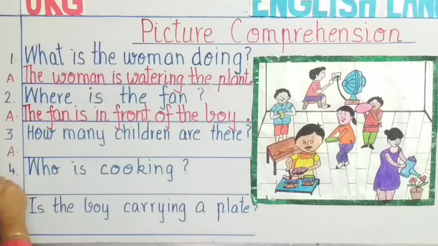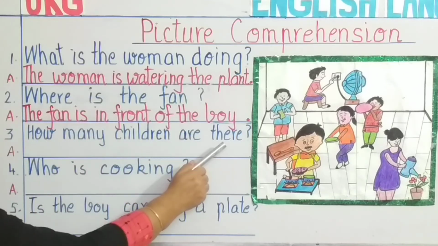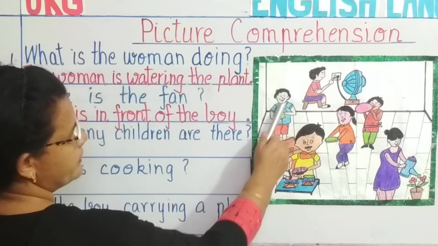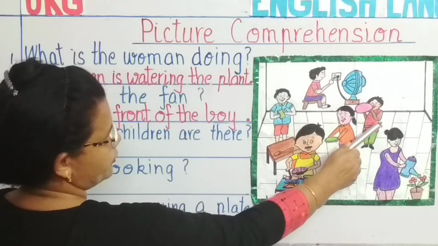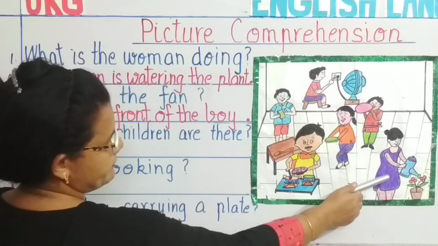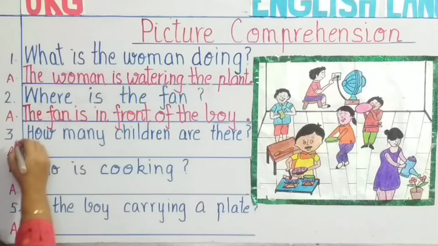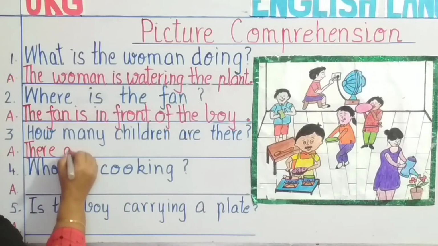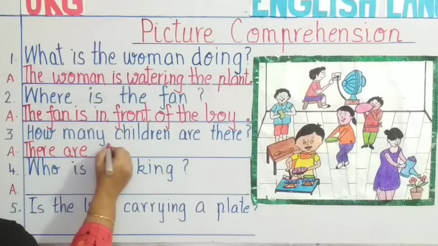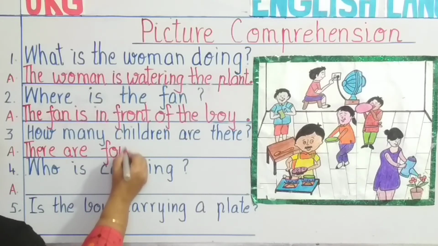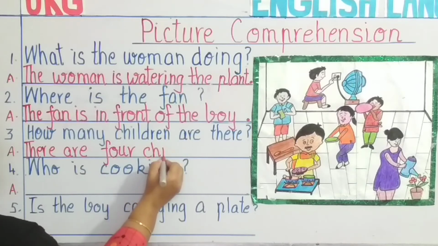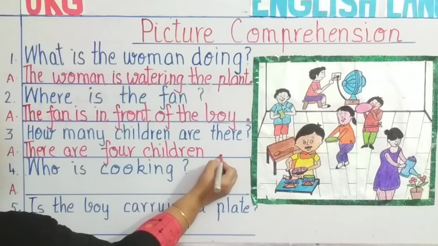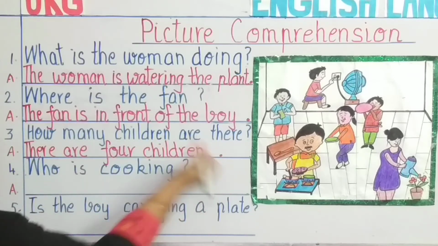Now come to number three. How many children are there? You have to count the children in the picture. 1, 2, 3, 4. You don't need to count these two people because they are not children. So you will write, there are 4 children. Full stop. Begin with a capital letter, end with a full stop.